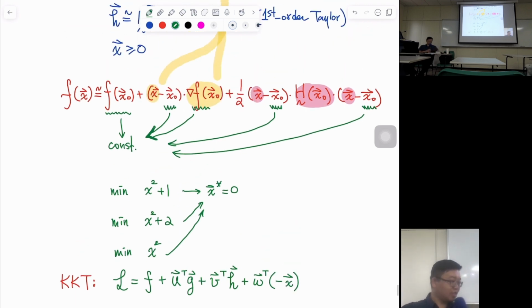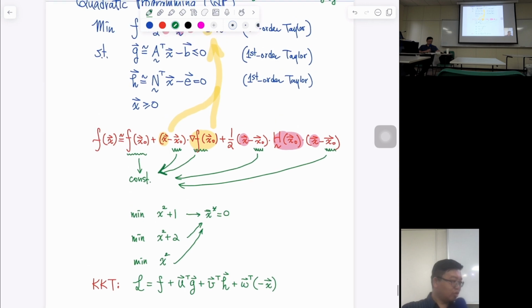Why do we have that? So G, U right here is basically mu. Well, because we have so many, we don't want to deal with the Greek symbols. So this time we use U, V, W. So the Lagrangian multiplier for G is U. The Lagrangian multiplier for H is V. And Lagrangian multiplier for this particular one is W.